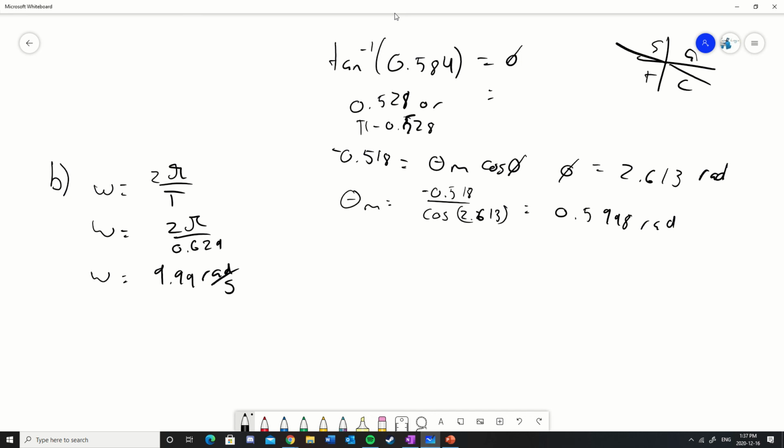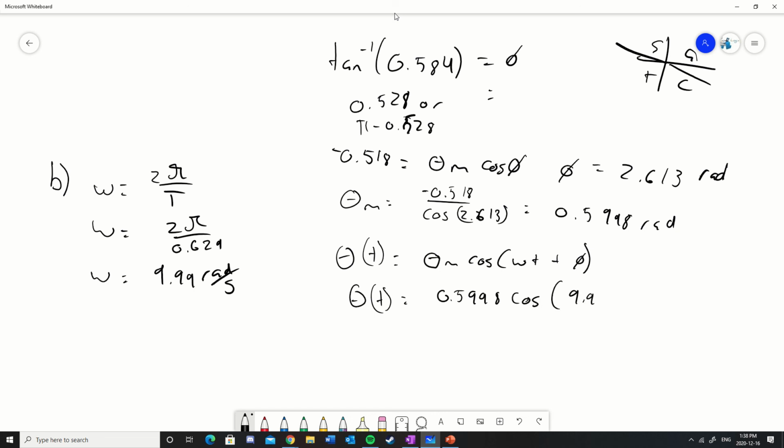So, that would look as follows: theta equals amplitude times cos of angular frequency times t, plus phi. We plug in our solid variables now. Our amplitude, 0.5998 times cos, our angular frequency, which is 9.99, t, plus our phi, which is 2.613.